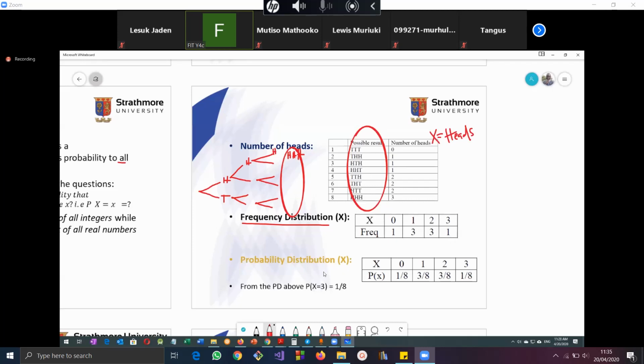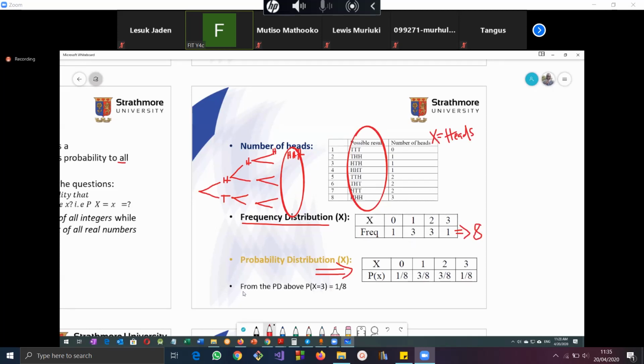So the probability distribution will look like this if we were writing it in the form of a table. So X has the probability of 1 over 8. It was only seen once, and the total population here is actually 8. 1 plus 3 plus 3 plus 1, that's 8. So the total population is 8.